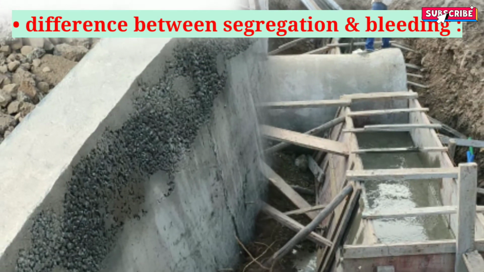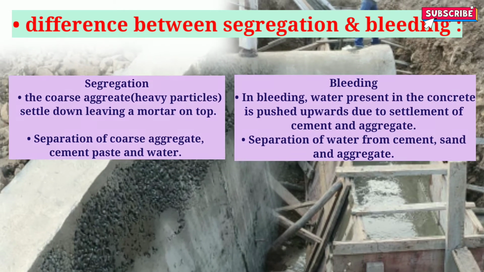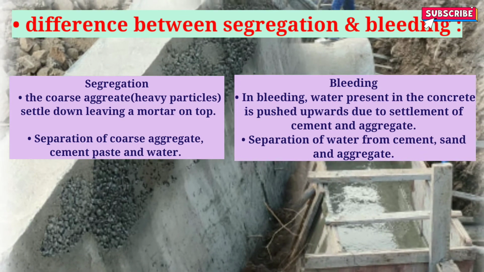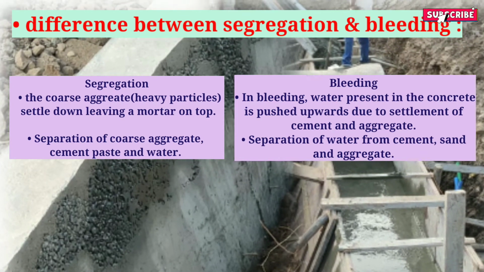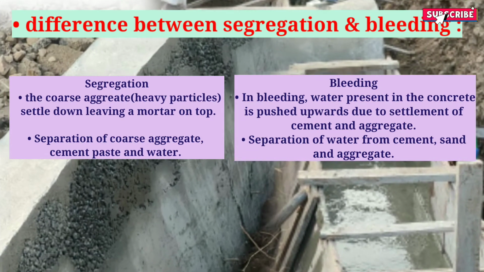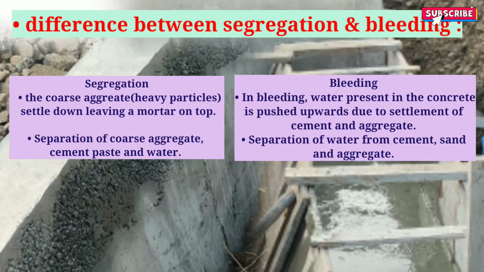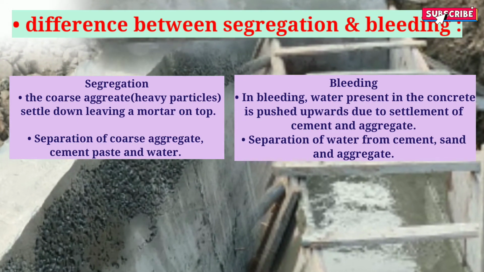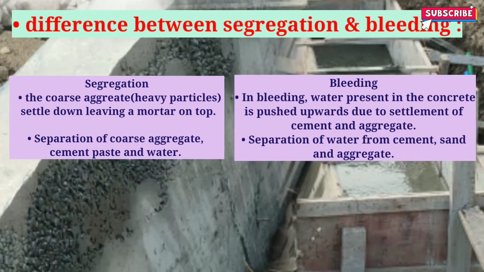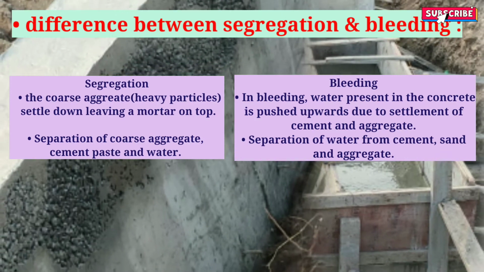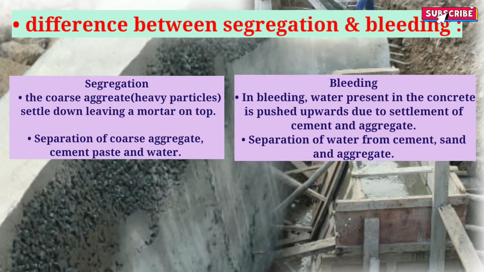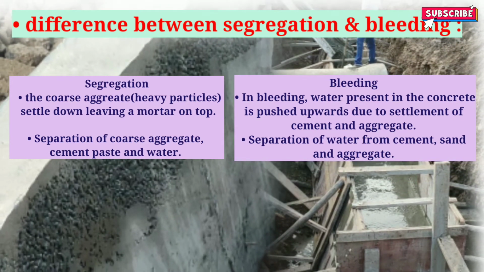What is the difference between segregation and bleeding in concrete? In case of segregation, the coarse aggregate, that is heavy particles, settle down leaving mortar on top. But in case of bleeding, water present in the concrete is pushed upward due to settlement of cement and aggregate. In segregation, there is separation of coarse aggregate, cement paste and water. But in bleeding, there is separation of water only from cement, sand and aggregate. This is the difference between segregation and bleeding in concrete.